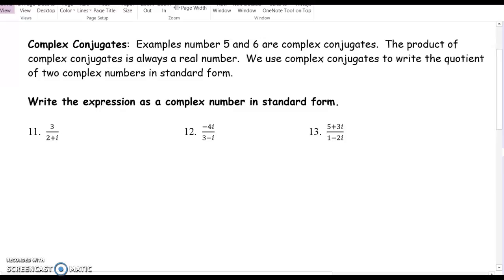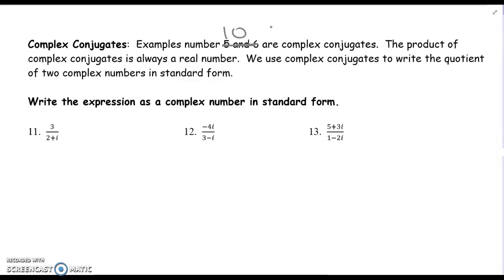Now these directions are a little bit wrong. This is from an old notes packet. So it should say example number 10. 10 and the extra example that we did are complex conjugates. Complex conjugates are when the two match completely except for one of them being addition and the other being subtraction.